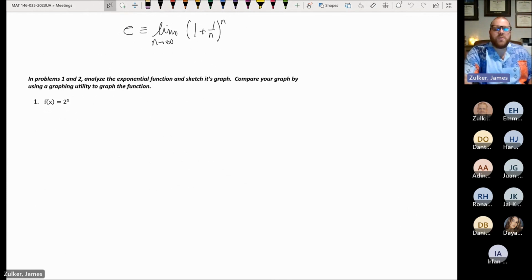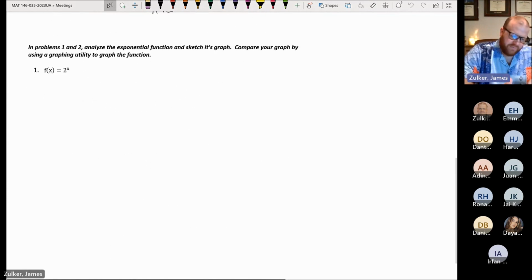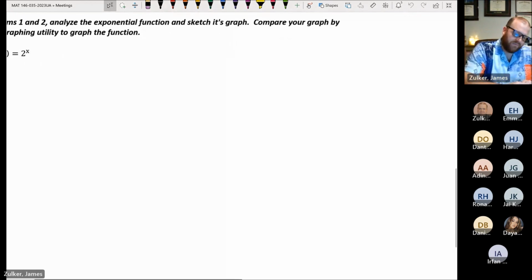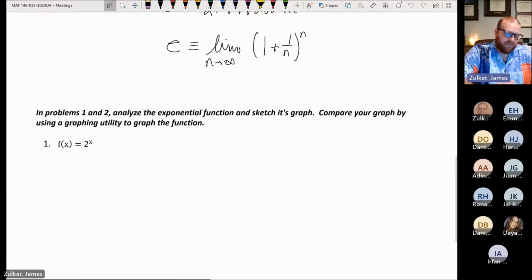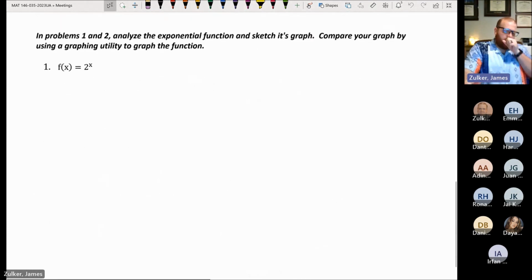All right, so what we're going to do for the first set of problems. Okay, why is this zoomed out? That's kind of annoying. There we go. Perfect.